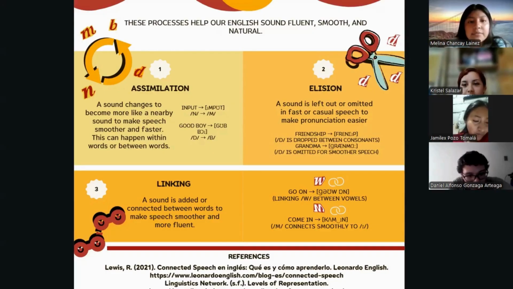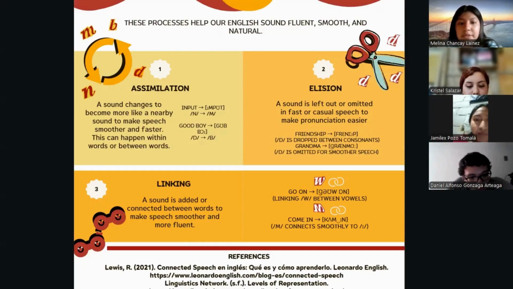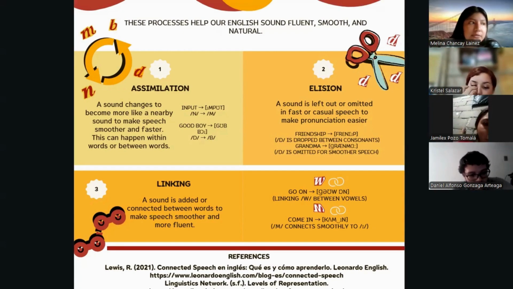Okay, we also have elision. Elision occurs when we omit a sound, usually a consonant, to make our speech flow more smoothly and quickly, especially when words have a group of consonants. For example, in the word friendship, we often omit the sound D, so it sounds like friendship. In grandma, the sound D also disappears, and we say grandma. This often happens in informal or fast speech, especially when words have difficult consonant clusters, and the deletion helps our speech flow more naturally and relaxed.